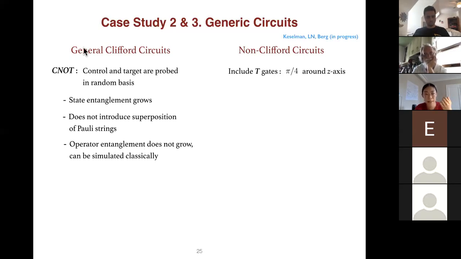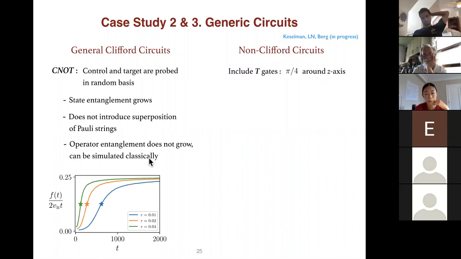To be more precise, this general Clifford circuit is still a Clifford circuit, meaning that it does not turn a Pauli string into a superposition of Pauli strings. So if you start from a Pauli string operator, you can view it as a product state in the operator Hilbert space, and you time evolve it using this generic Clifford circuit, what you get is still a single Pauli string. You don't get a sum of Pauli strings. So it still remains as a product state in the operator Hilbert space. So the operator entanglement does not grow in this general Clifford circuit. So you can simulate it very efficiently on a classical computer.